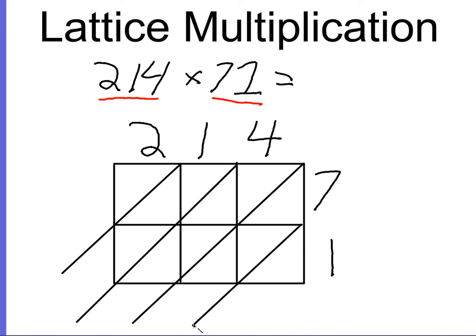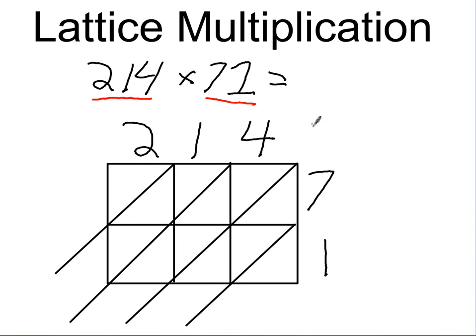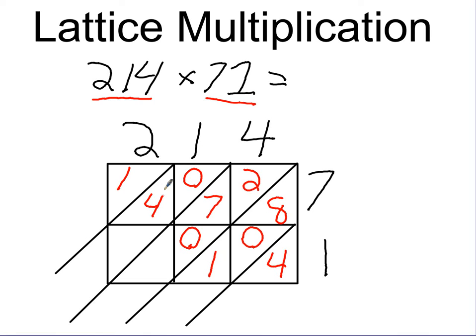Alright, now that we have it set up, we can start doing the math. We're going to start with the 4. 4 times 7 is 28. Easy. 4 times 1 is 4. 1 times 7 is 7. Notice I'm putting a 0 if it's only a single digit answer. I don't want to have nothing there. 1 times 1 is 1. 2 times 7 is 14. 2 times 1 is 2.